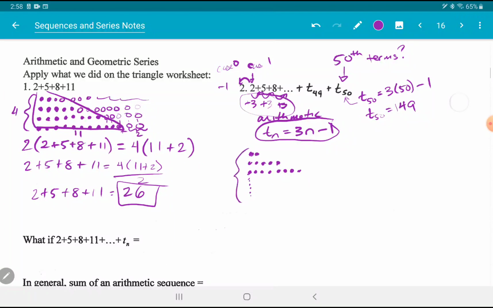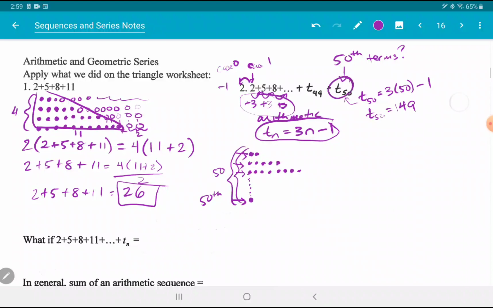This is my first case, right? My first term, my second term, my third term. What term am I really going to go up to? Hopefully what you're saying at home is, oh, I know that this is going to represent my 50th term, right? So I'm going to have a total of 50 rows here then, okay? This is my 50th term here.